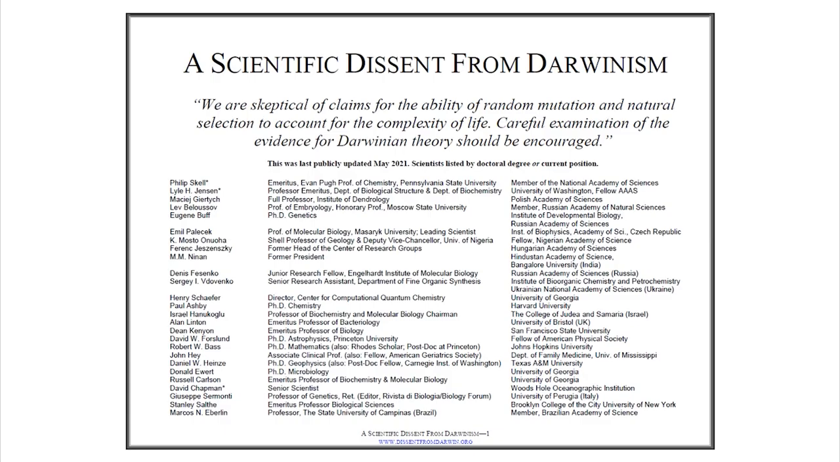The natural emergence of a new animal family, or one animal family converting into another, could only happen through DNA mutations. It cannot happen through natural selection, common descent, or any other family-contained mechanisms. This likely explains the wording chosen by the Scientific Dissent from Darwinism statement, which over 1,000 PhDs in scientific fields have publicly endorsed. The statement reads, "We are skeptical of claims for the ability of random mutation and natural selection to account for the complexity of life. Careful examination of the evidence for Darwinian theory should be encouraged."